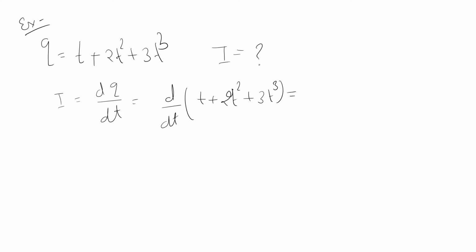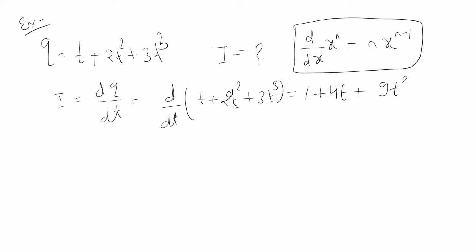When you differentiate it, the differentiation of t will be 1 and the differentiation of t square will be 2t, and 2 is already multiplied with it, so it will become 4t, and this will become 9t square. So what I have done here is simply use the formula for differentiation: if I differentiate x to the power n with respect to x, then I will get n x to the power n minus 1. This is the formula which I have used here. So it is quite simple. By using this formula, I will get I equals 1 plus 4t plus 9t square.